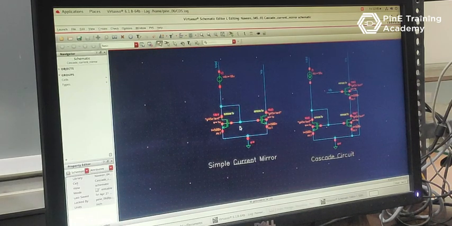In this circuit, when lambda is equal to 0, I drive current is equal to I reference current. If lambda is not equal to 0, then VDS of this MOSFET and VDS of this MOSFET are not equal, and then I drive current is greater than I reference current. So we are going through the cascode circuit to overcome this problem.